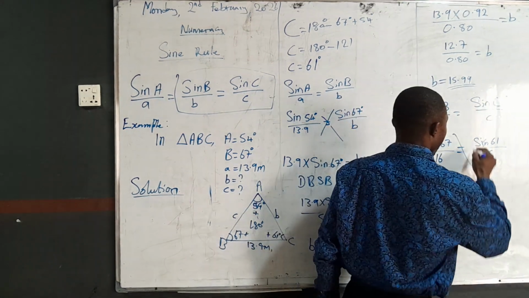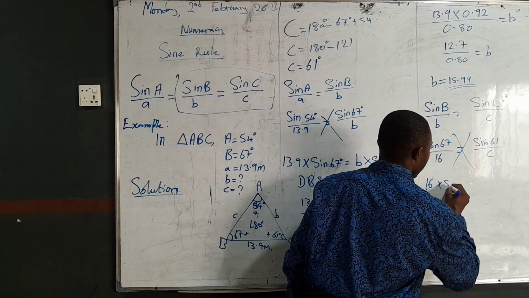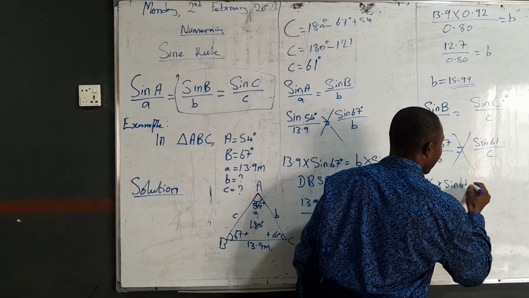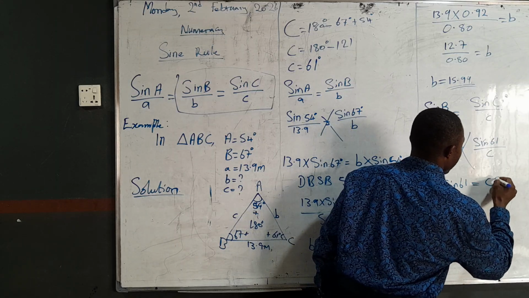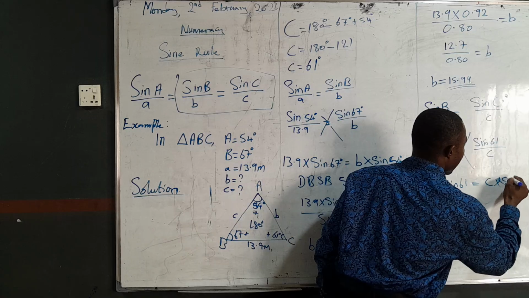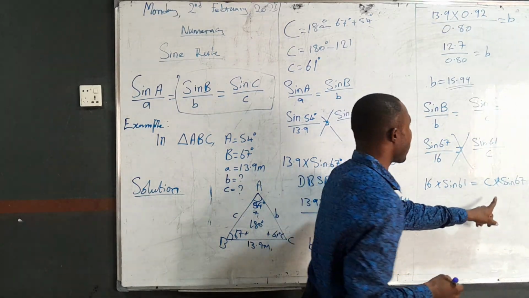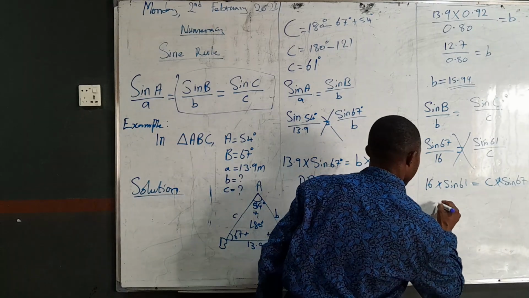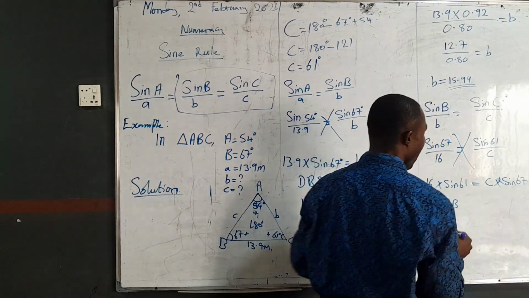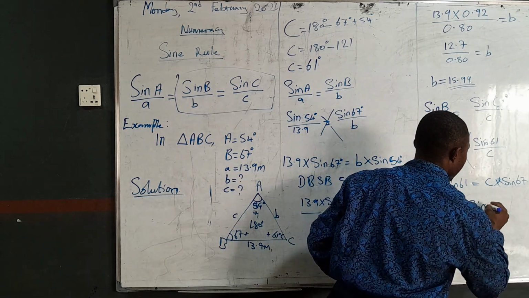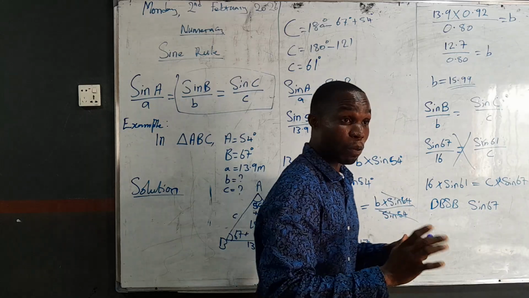Cross multiply. If I cross multiply, I'm going to have 16 times sine 61 equals C times sine 67. Now we divide both sides by sine 67. Why are we doing that? To make C stand alone.